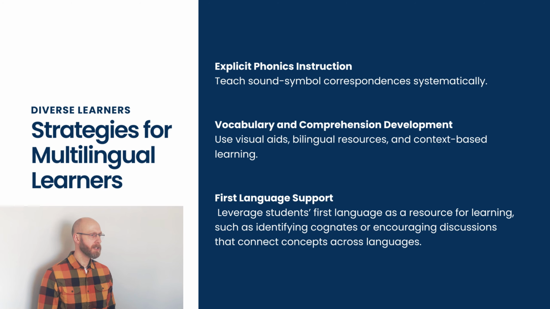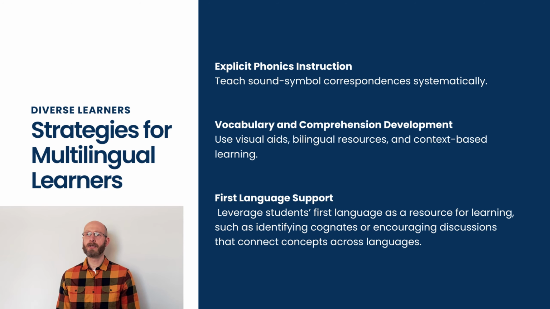Finally, leveraging students' first language can be a powerful tool. Identifying and using cognates, words that have similar meanings and forms across languages, can aid comprehension and vocabulary development. Encouraging students to draw on their first language in discussions and learning activities bridges the gap between what they already know and what they're learning in English. This strategy validates their linguistic backgrounds and fosters deeper engagement in the classroom.